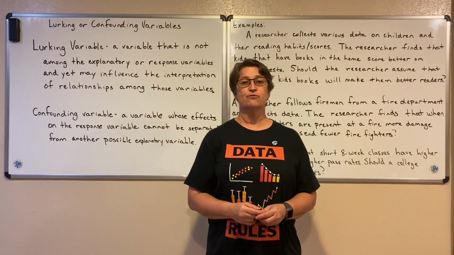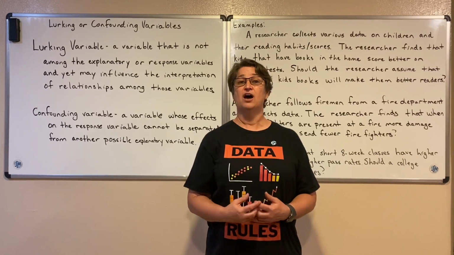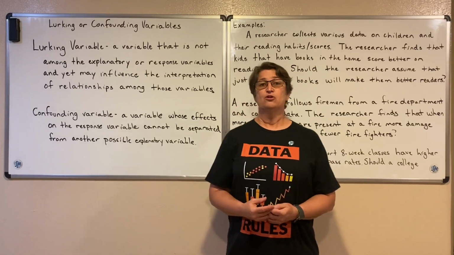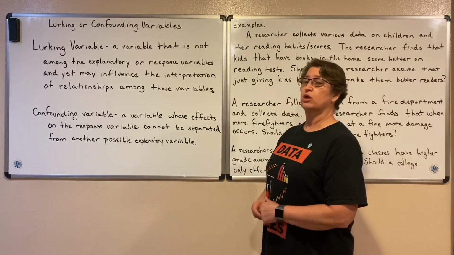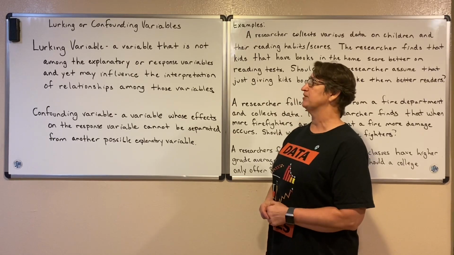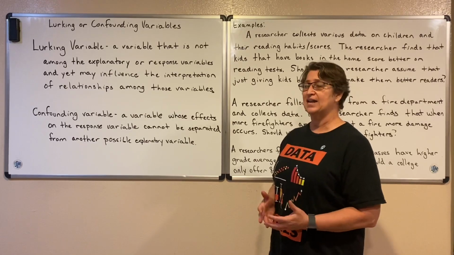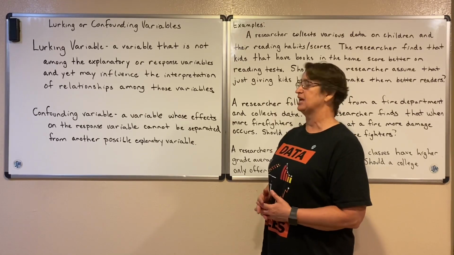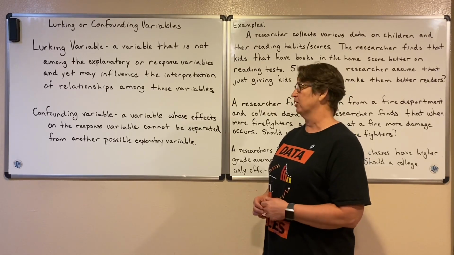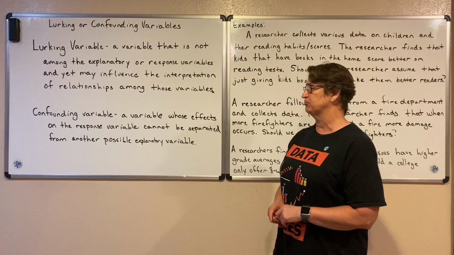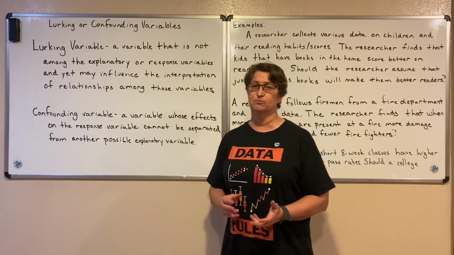A lurking or confounding variable might interfere or influence a statistical study. So first, what is a lurking or confounding variable? Well, a lurking variable is a variable that is not among the explanatory or response variables, and yet it may influence the interpretation of relationships among those variables. And a confounding variable is a variable whose effects on the response variable cannot be separated from another possible explanatory variable.